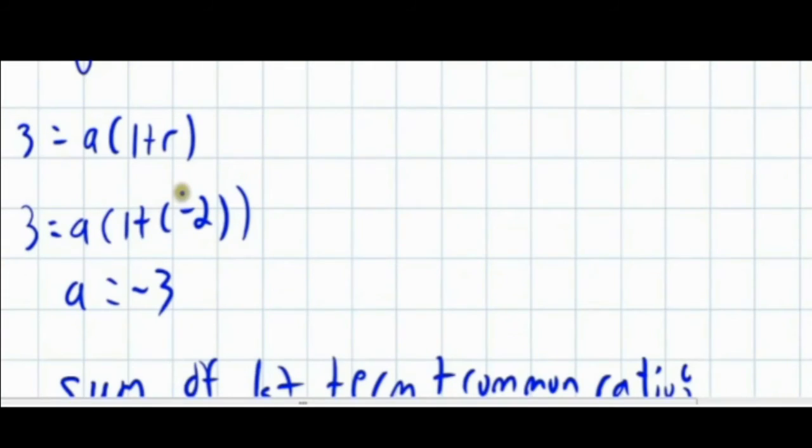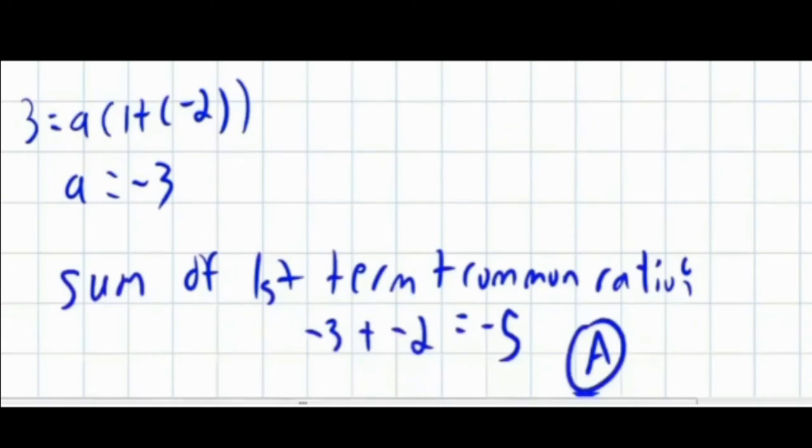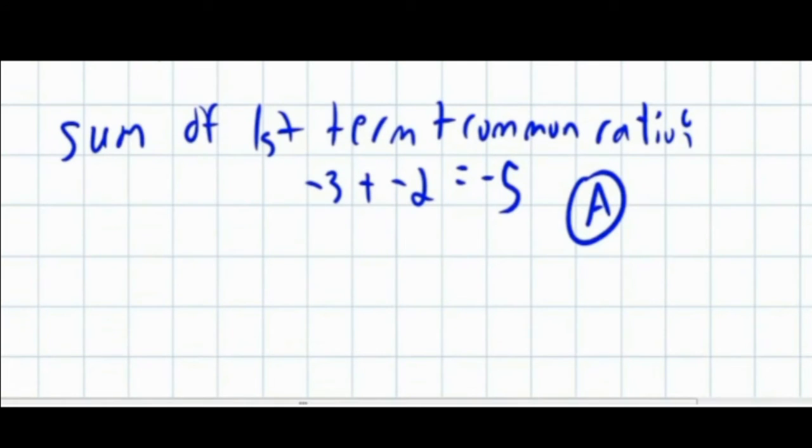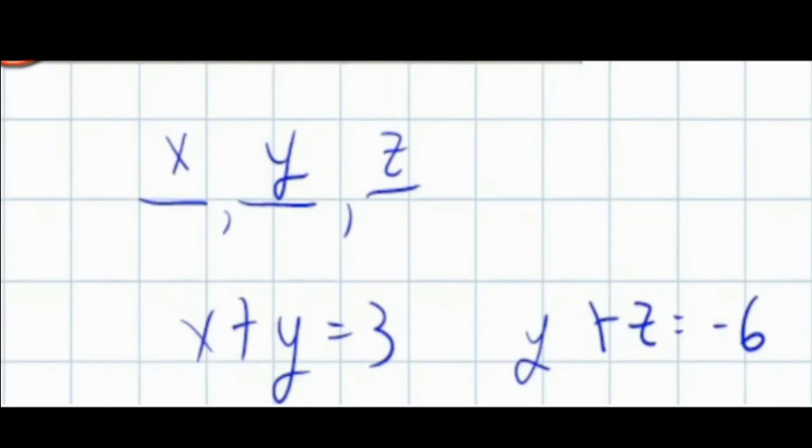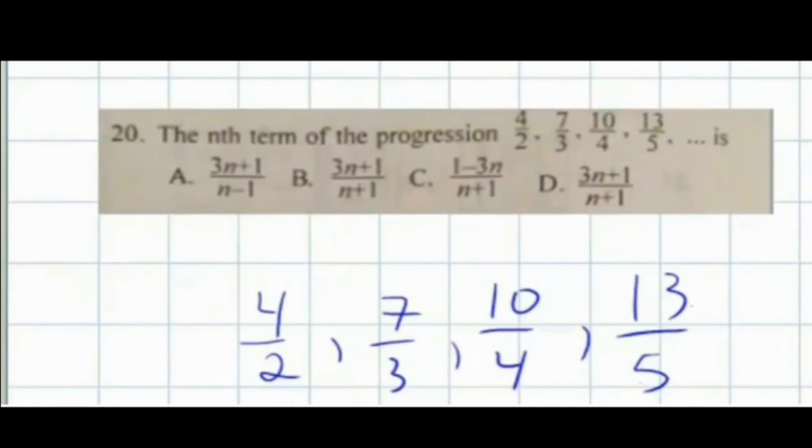They want us to know what the sum of the common ratio and the first term are. So to find the first term, now that I know r, I can go back and plug that into the first equation, right? So I know r is negative 2 now, so 3 is equal to a times 1 plus r. And plug in negative 2 into the equation. When you solve it out, a will be equal to negative 3. For the final step, we add the first term to the common ratio r, which is negative 2 plus negative 3, which is negative 5.